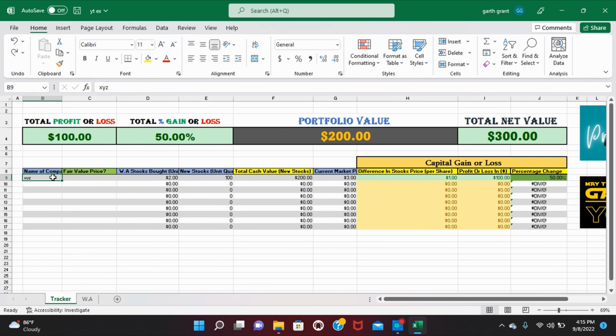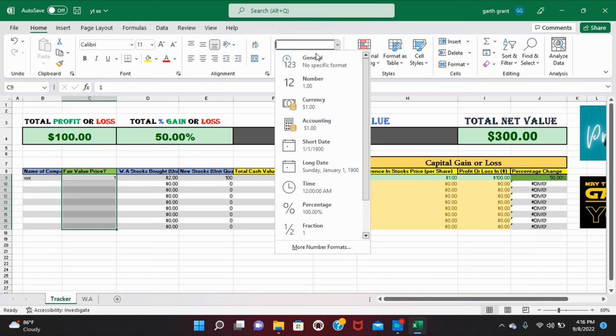So just the name of the company, just put a company XYZ, and then the fair value price. I already did a video on fair value, so if you find time to figure out the fair value, then you can just work towards a price there. So say the fair value is $1, you can work towards a price there. The closer you are to the fair value, the better it is for you basically.